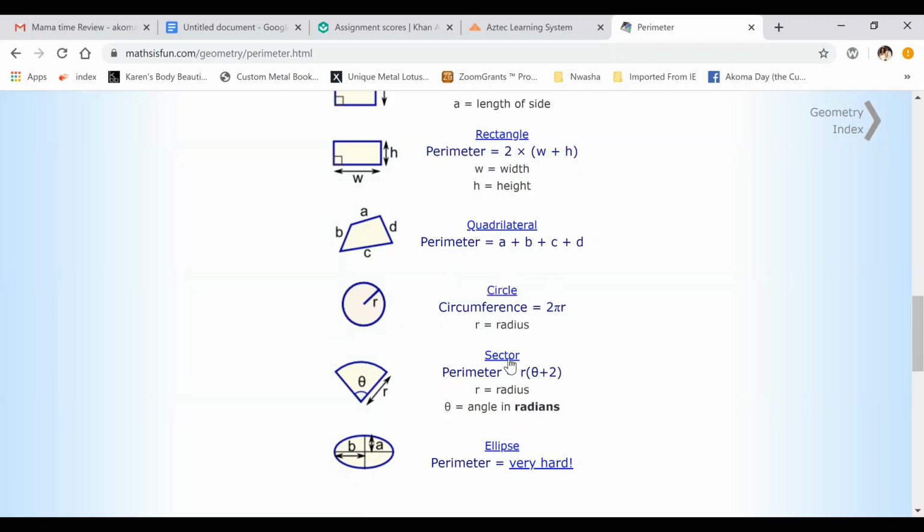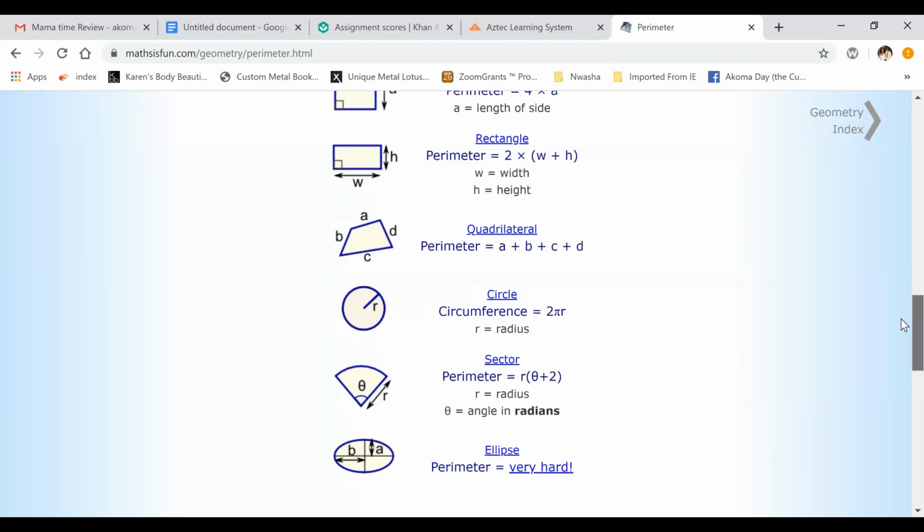Then we have circle, sector, and ellipse, which we are going to get to towards the end. So the circle we kind of mentioned, the sector is a slice of that, and then the ellipse is this kind of oval shape that has a different formula.